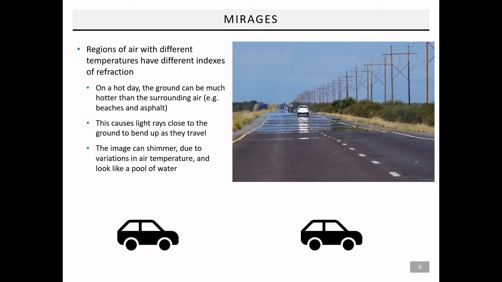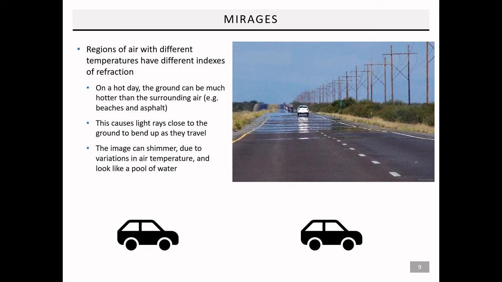So light rays that pass close to the ground bend in a similar way to the light that was bending in the previous question. The light that passes close to the ground can then bend upward and reach your eye, and it can make you think you see things that are not actually there. This is maybe better explained with the diagram at the bottom.